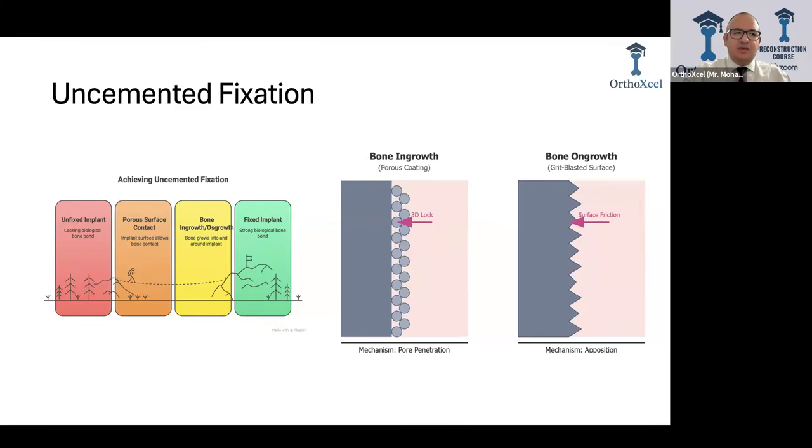So ingrowth means pores in the coating or the cover of the implant, which allow the bone to grow in. It needs a lot of biological environment to allow this to happen: size of the pores, distance between them, distance between the implant and the bone, and amount of micromotion between the implant and the bone. Ongrowth is basically a rough surface which allows the bone to grow on top of it.